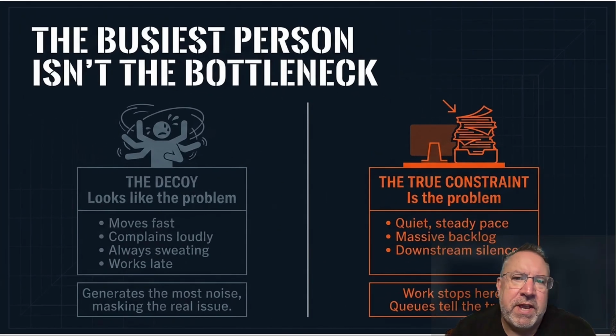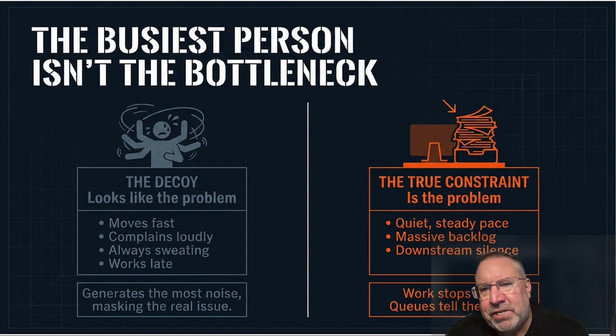Now the first big thing here is to understand where your bottlenecks actually are. Visibly, they may look like they're in one place, but they're actually in another. That one place might look like somebody who's running around in circles. They're always complaining, always sweating, always working late. All of the things that you would see where somebody is highly stressed and basically overworked. But the place where the bottleneck actually is may be something a lot quieter.